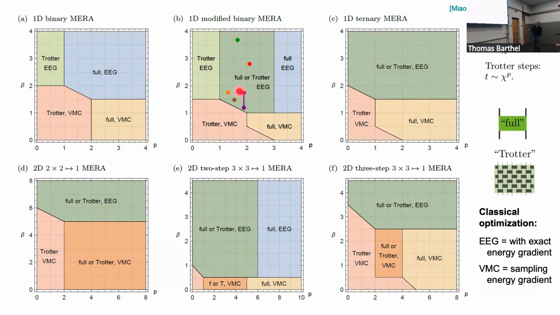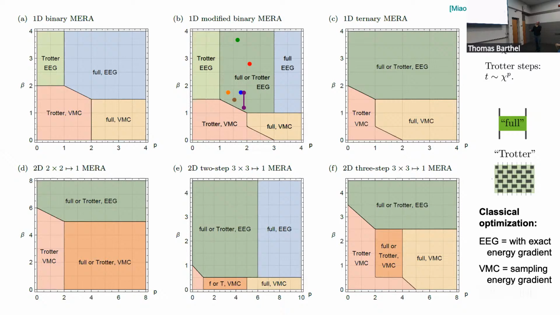So using non-Trotterized tensors and exact energy gradients. So this was what was used by Evenbly and Vidal. But you can also consider Trotterizing the tensors. So this would be these green parts. So imposing the substructure, which can be more efficient at small p, right?